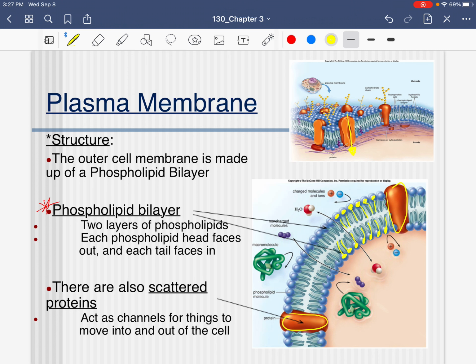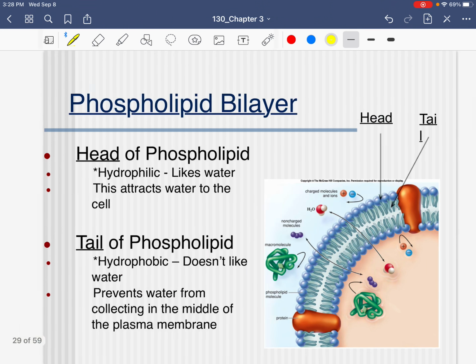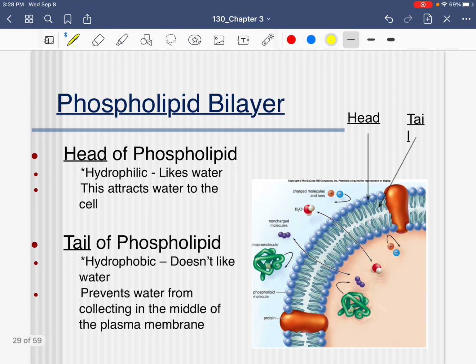Okay, so the structure of the plasma membrane is a phospholipid bilayer. 2 layers of phospholipids, heads face the ends, tails face the middle, and then also scattered between the phospholipids are some proteins that, among other things, act as channels.